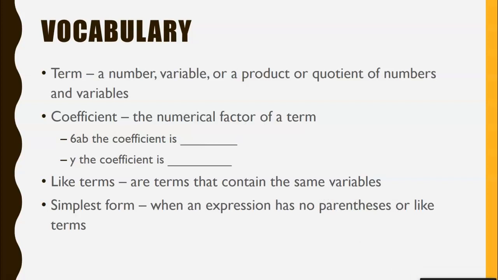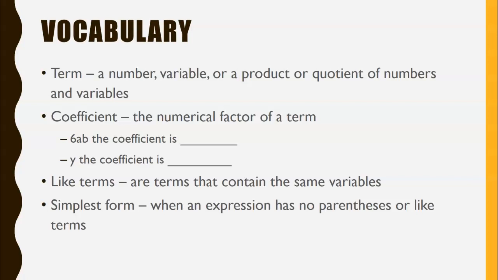So then we want to talk about some vocab. A term is a number, variable, or product or quotient of numbers and variables. So we've already talked about terms in here. This is a repeated vocab word. So a term is a number, variable, or a product or quotient of numbers and variables.